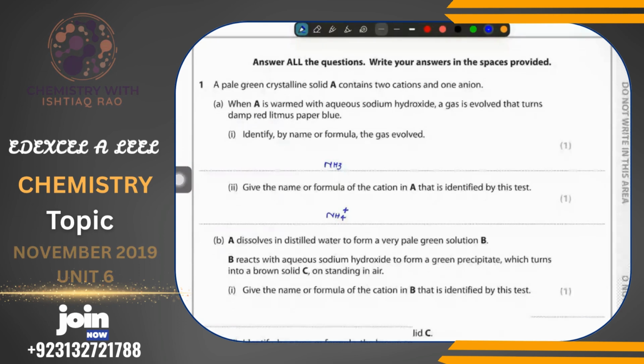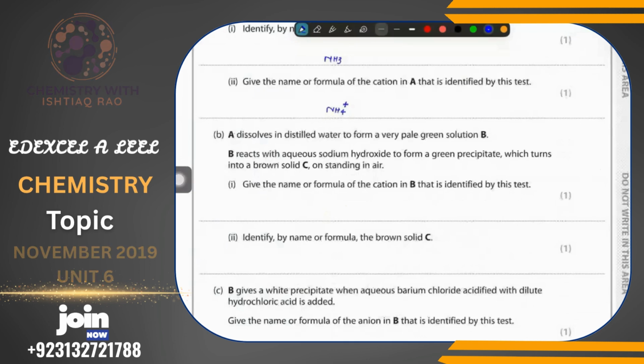A dissolves in distilled water to form a very pale green solution B. B reacts with NaOH to form a green precipitate which turns brown. This is iron, isn't it? Iron 2 is green and iron 3 is brown. Give the name or formula of the cation in B that is identified by this test. So I'm supposed to write Fe2 plus, right?